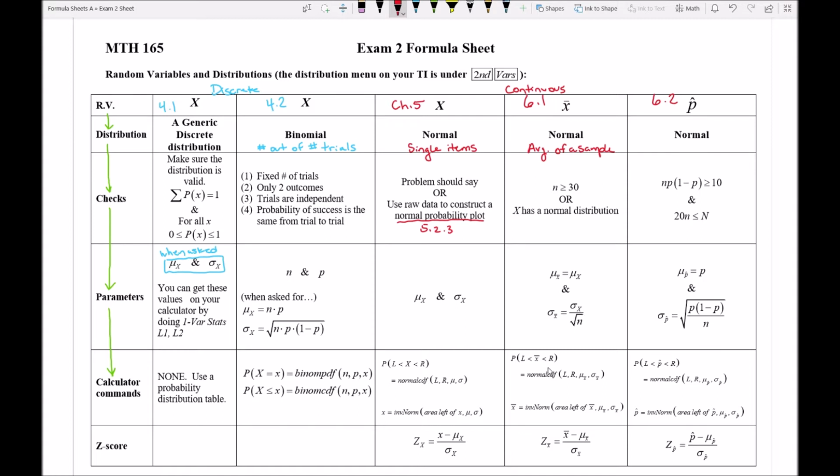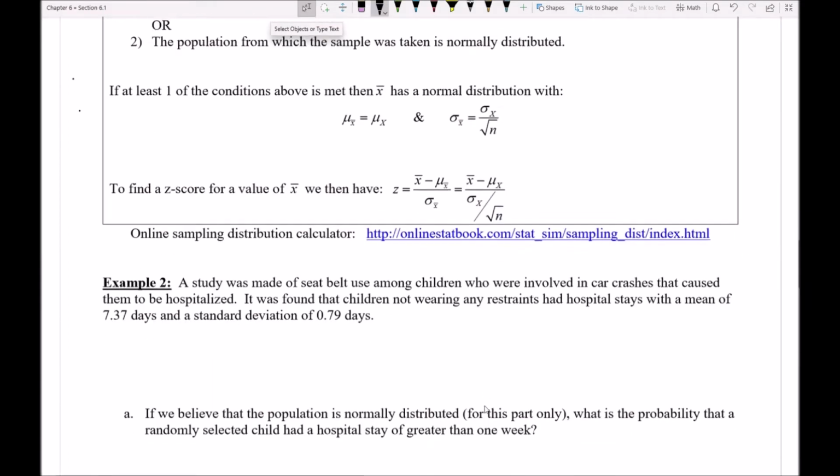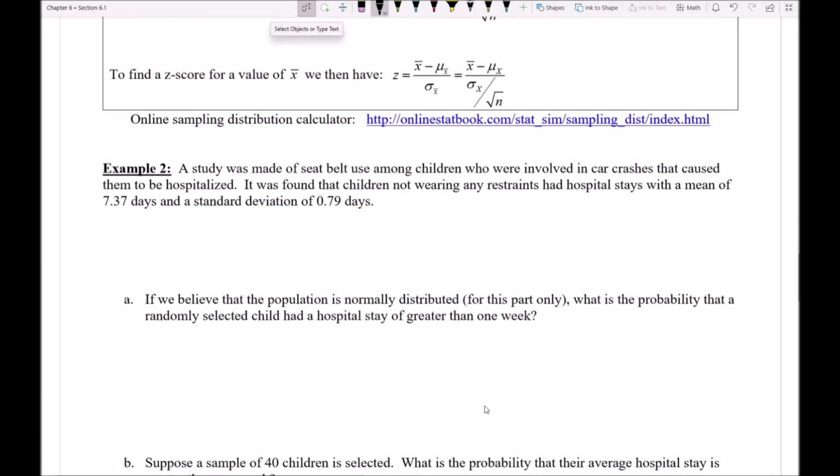Now finally in this column, since we're dealing with a normal distribution, it would make sense that our calculator commands really haven't changed. We're still going to be working with a normal CDF and an inverse normal. Normal CDF is again going to help us calculate probabilities, just like it always has, and inverse normal is going to help us find specific values of x bar that appear on our number line. And so we're going to go ahead and try to see how this works as we switch back to example 2. Let's take a look at this example and try to work through it.